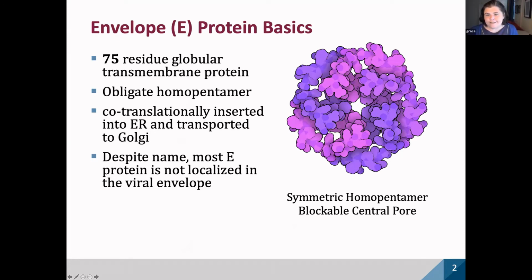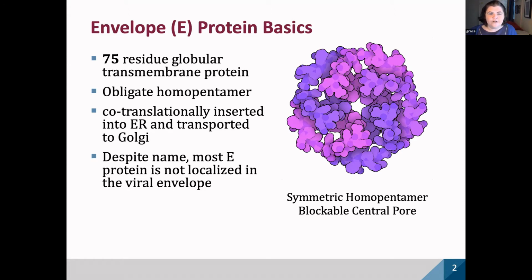So the pore is at the center, and we have 5 subunits around. So if you don't have a pentamer, or you don't have an oligomer, you don't have a pore. And if it's smaller than a pentamer, the pore will be way too small for any ion to go through. So you have to have this oligomeric structure.